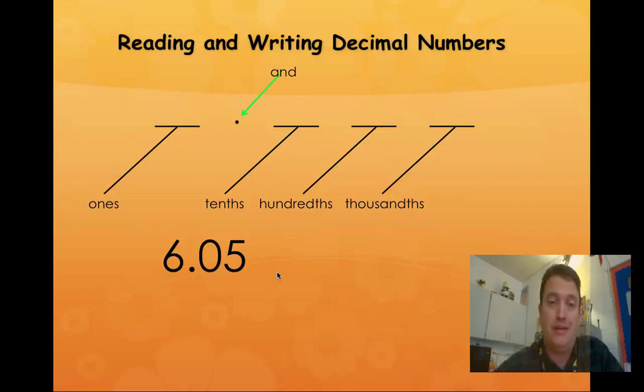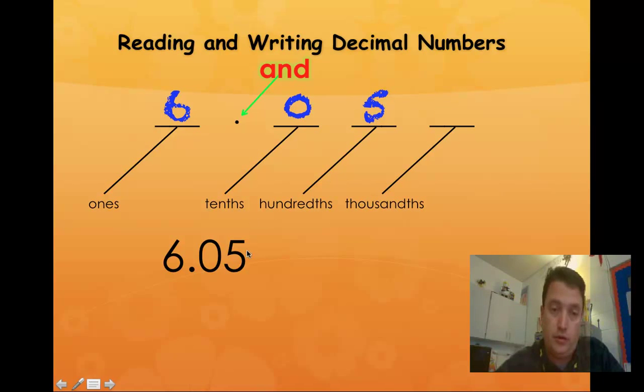This, ladies and gentlemen, is "and." Got to remember that's "and," okay? When we write numbers, you have to remember that that's "and." So if I'm going to place that number in these blanks, we're going to put the 6 in the ones place, and 0 tenths, because I don't have any, and 5 hundredths.